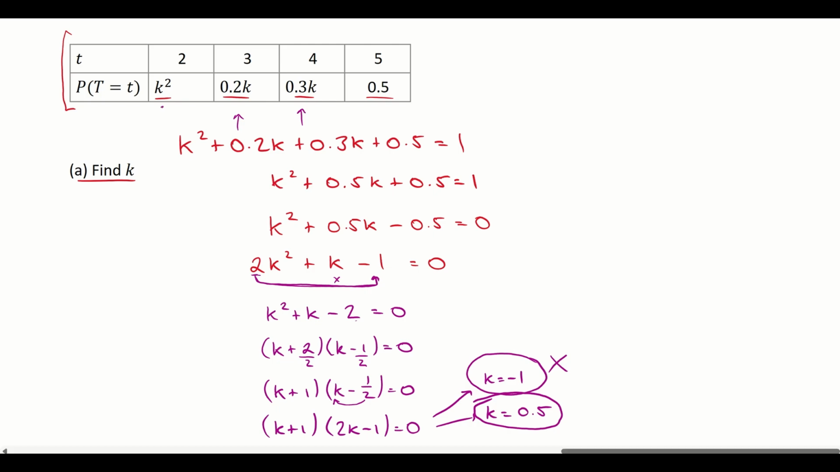So here we would get 0.25. Here we would get 0.1. Here we would get 0.15, and here we just keep at 0.5. So if you were to add all of those together, you will see that you get 1. So if we added 0.25, 0.1, 0.15, and 0.5, we just get 1, which is what we need. So k is 0.5 in this case.